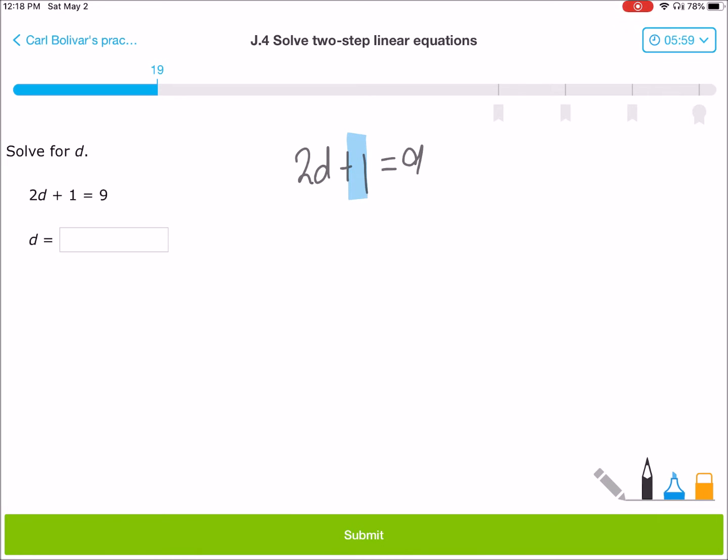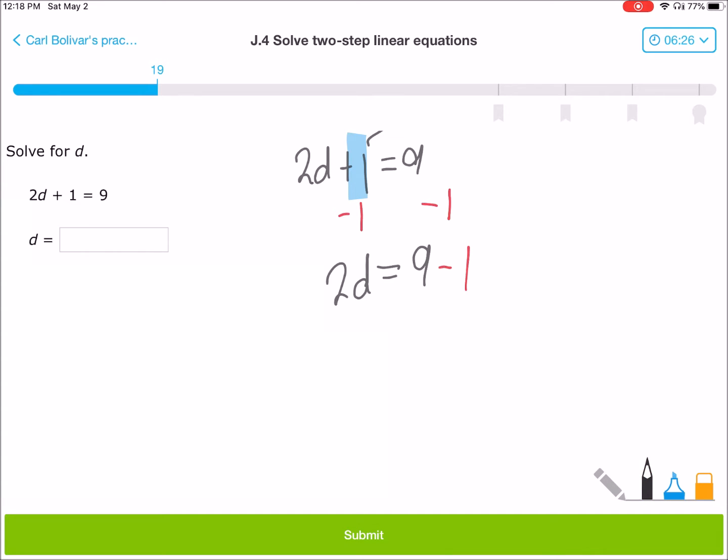Alright. So we have to move it to the other side. So what we do is subtract 1 and subtract 1 because you want it to be equal on both sides. So you subtract 1 on each side. What you do to one side, you do to the other side. So now this would be 2d is equal to 9 minus 1.